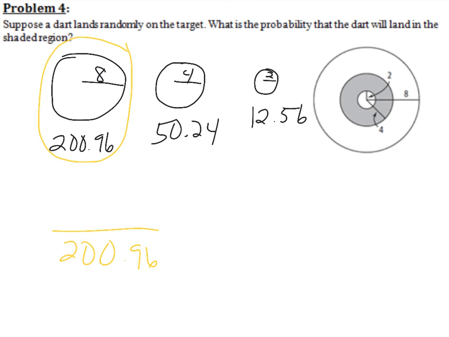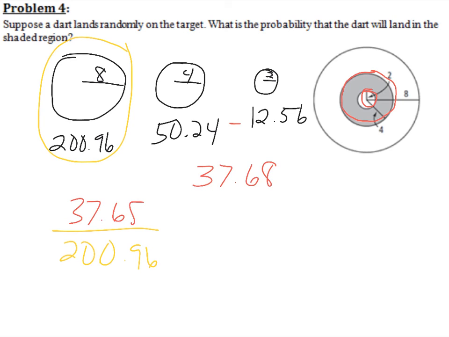Now how I'm going to get what could happen, if you'll notice here, the shaded region is the circle with the radius of 4 without the circle with the radius of 2 in it. So I'm going to take these two and subtract them. If I take 50.24 and I subtract from it 12.56, I get the favorable area of 37.68, and that's going to be what I want to happen.